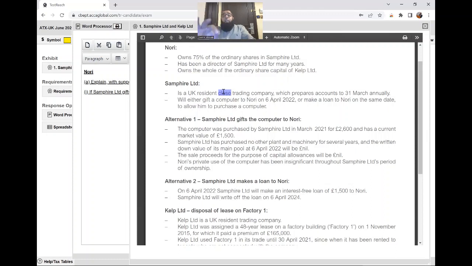Now, if a close company, open your notes, open your summary notes, go to the topic of close company. If a close company gives any non-cash benefit to its shareholder, how do we treat it? What is the treatment? If the shareholder is an employee also, we treat it as an employment benefit. And if he is not an employee, we just treat it as dividend income.